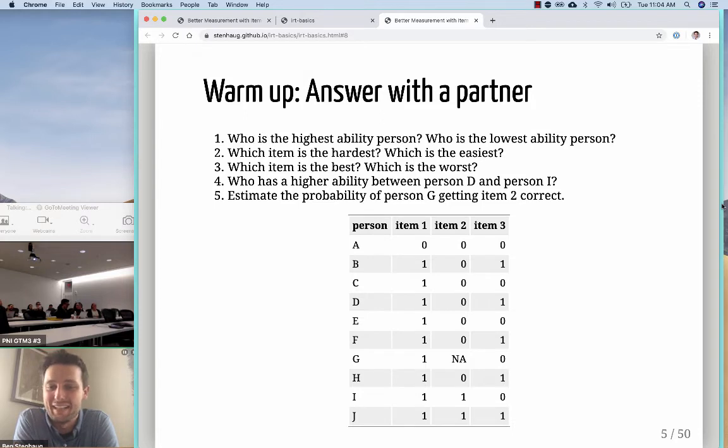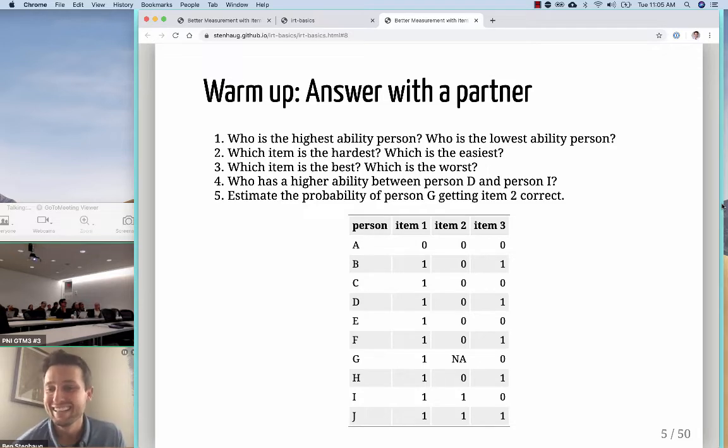And then who's the highest ability? J. Because they got everything right. Seems like good logic. I'm going to ask you one more question. Let's say there's an item four, and person J is about to take item four. How sure are you that J will do better than A? Do I know anything else about item four? Let's say it's similar to items one, two, and three. They're all math problems, two number addition. I'll say 99% sure that J will do better.